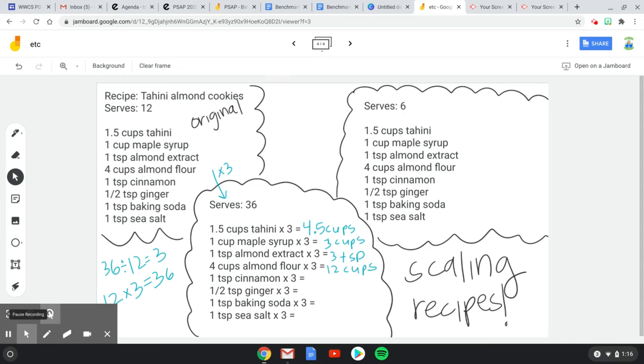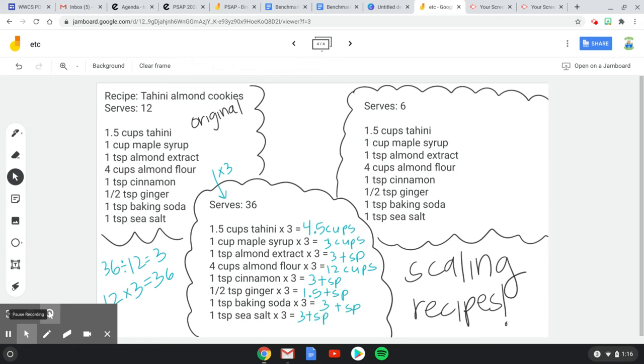I'm just going to keep going. 1 teaspoon times 3 equals 3 teaspoons. Half a teaspoon times 3 is 1.5 teaspoons. 1 teaspoon of baking soda times 3 is again 3 teaspoons. And then I'm also going to need 3 teaspoons of salt.